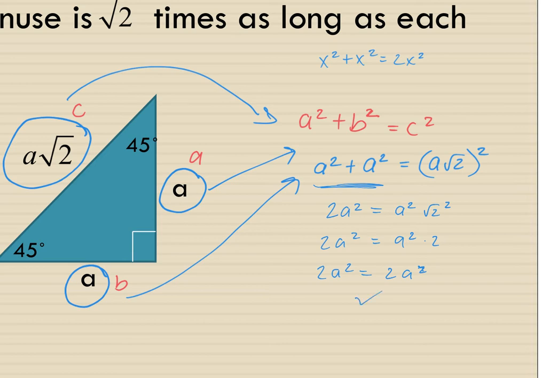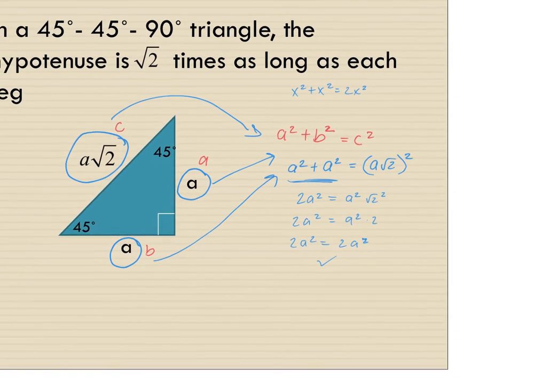Okay, now if this confused you, just write it down. You don't have to look at it again. This is just the proof of where this comes from, okay? The proof that if we have a 45, 45, 90 triangle, we know that the hypotenuse is going to be the square root of 2 times the length of one of the legs, okay?